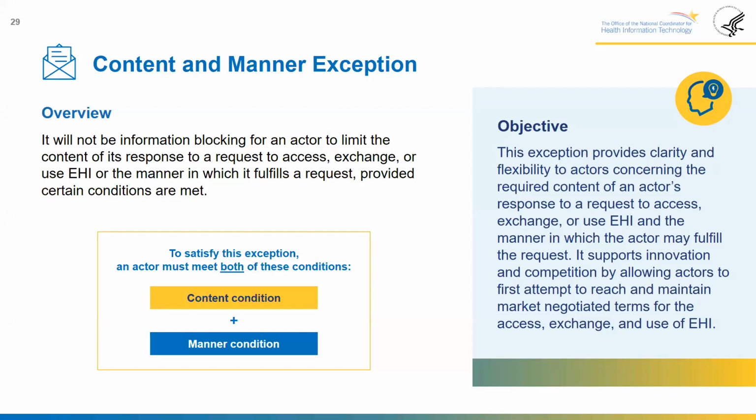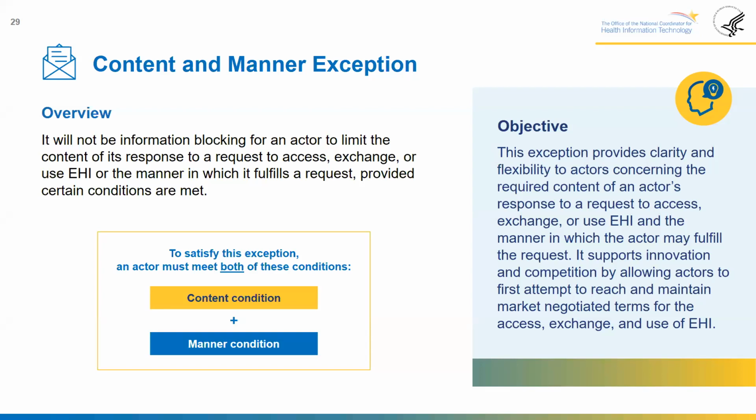As I mentioned, we did not propose this exception, but it is related to our proposals regarding the electronic health information definition and the reasonable alternative means for accessing, exchanging, or using EHI that was part of the infeasibility exception in the proposed rule. So this new exception addresses two groups of comments. First, comments about the what, or for instance, what do I need to provide in response to a request for access, exchange, or use of EHI? We received comments that expressed concern regarding the breadth of the proposed electronic health information definition, and also comments that requested flexibility in the implementation of the information blocking provision.